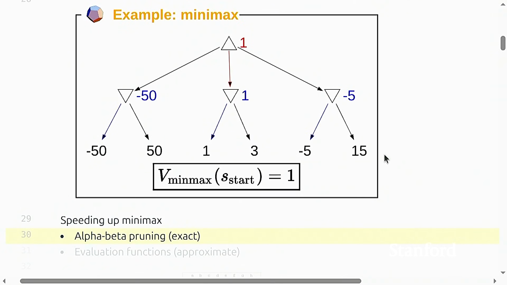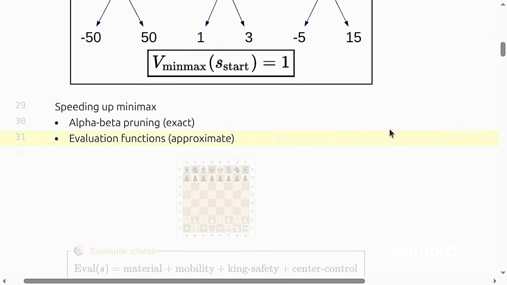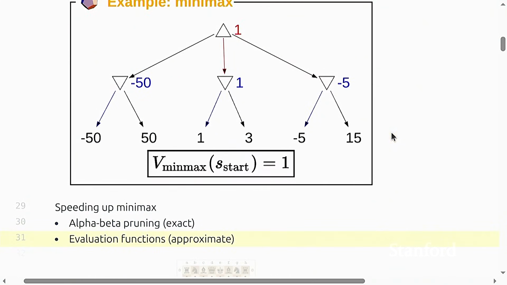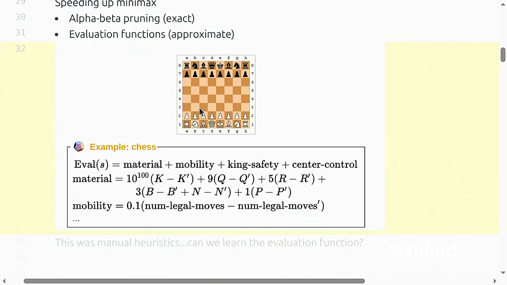Okay? So we also looked at evaluation functions. And this is if you want to bring in domain knowledge and you don't mind being approximate. So then you can just define an evaluation function to assess whether a state of the game is good for the agent or not. So we looked at this one in chess, which combines a variety of different factors related to how many pieces you have and how much mobility and control of the center you have and so forth. So this was very much about manual heuristics.